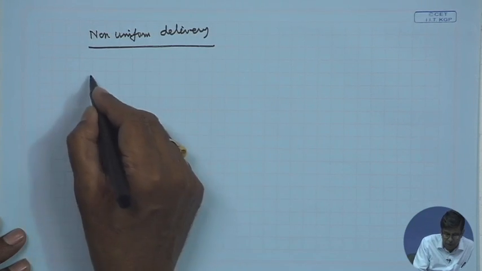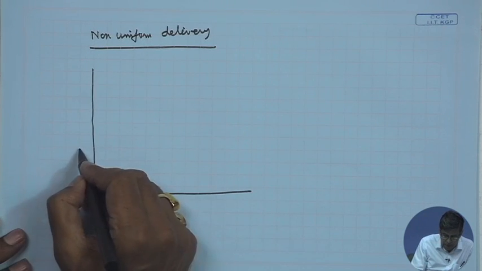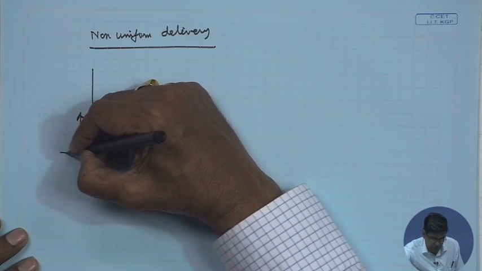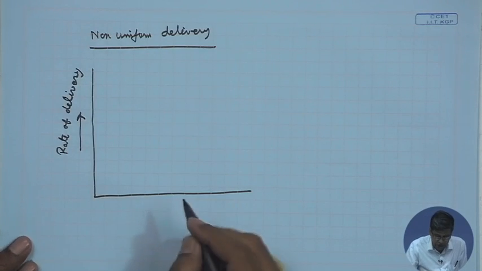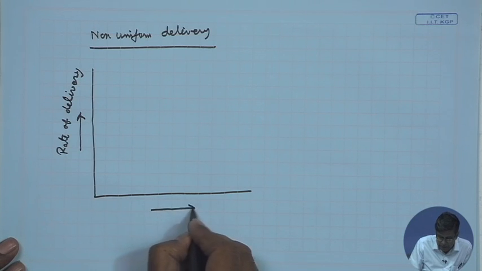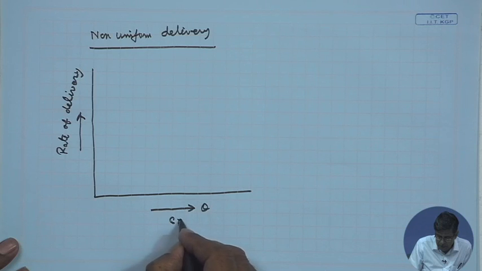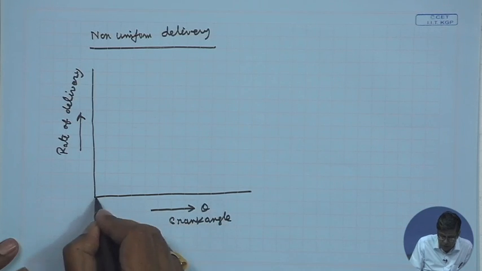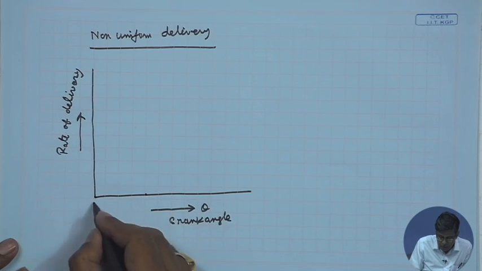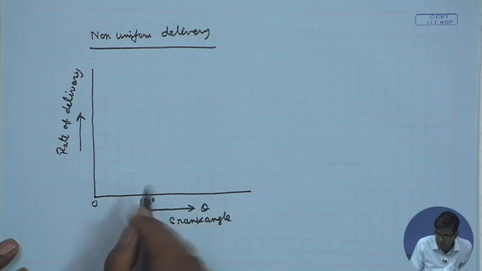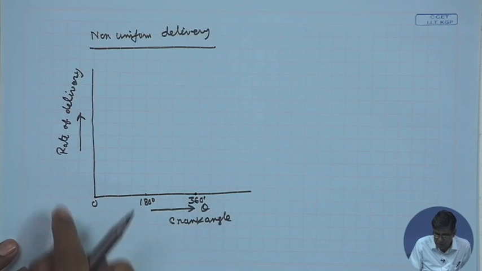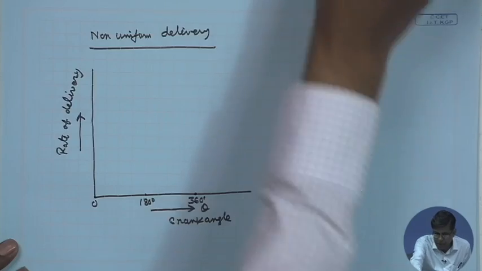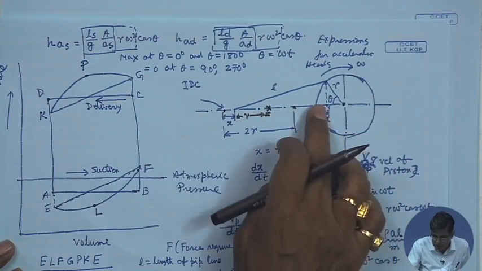Why? Because if we show the rate of delivery with the crank angle theta, we see that 0 to 180 degree is the suction stroke, from the inner to the outer dead center, and 180 degree to 360 degree is the delivery stroke.